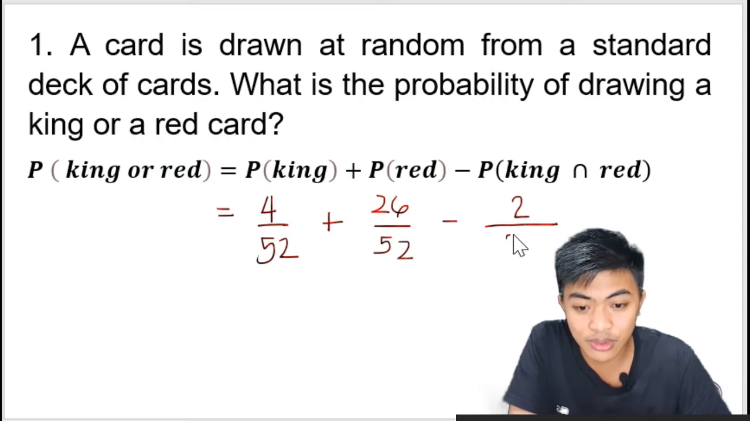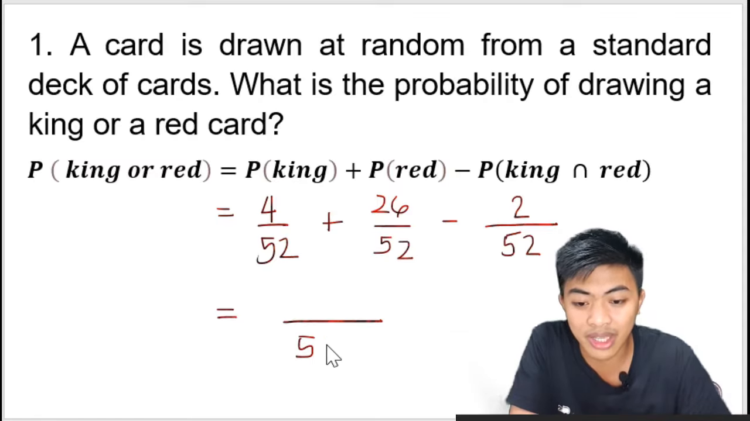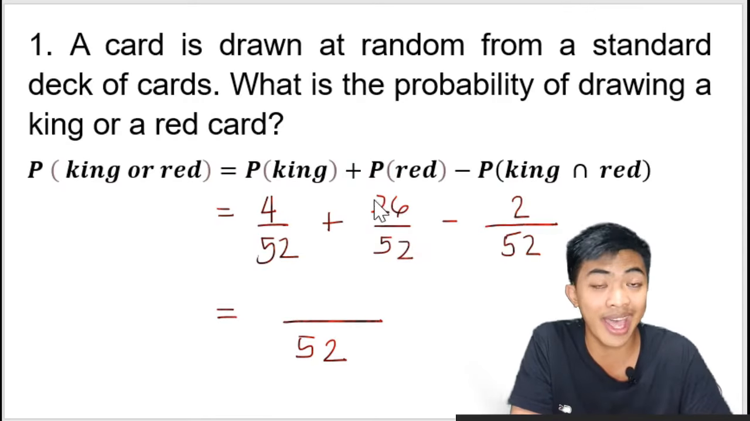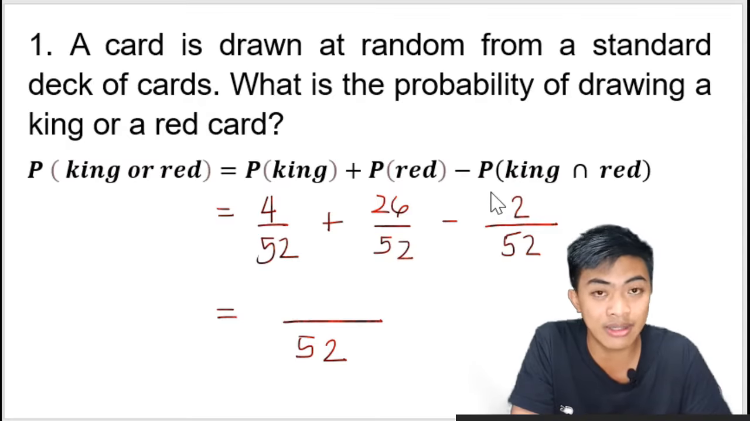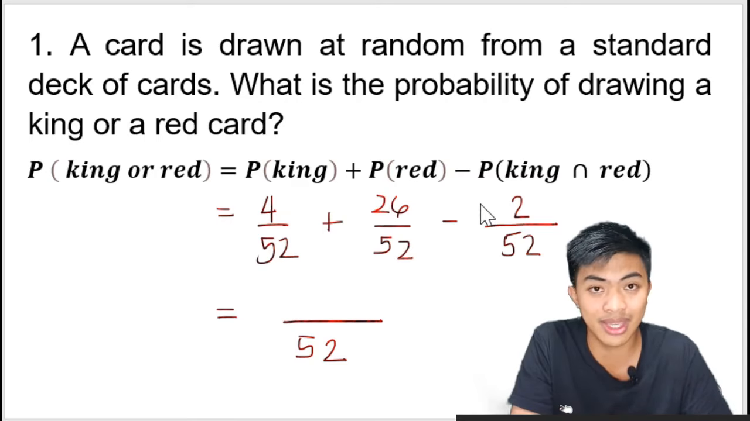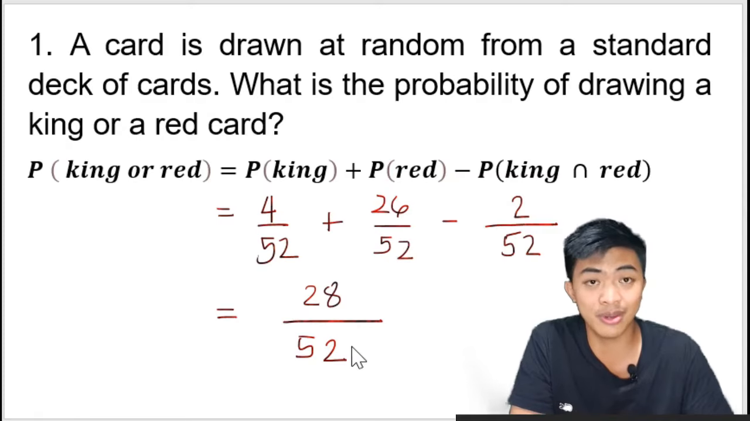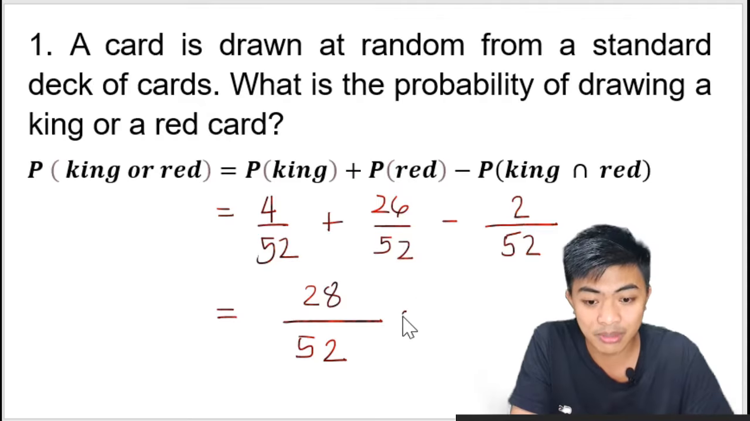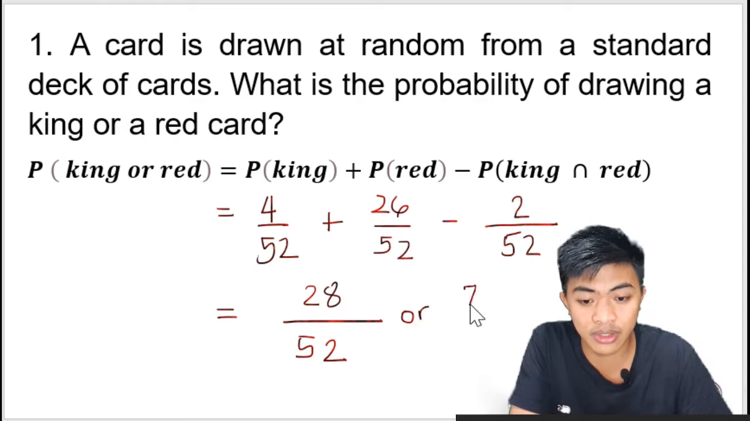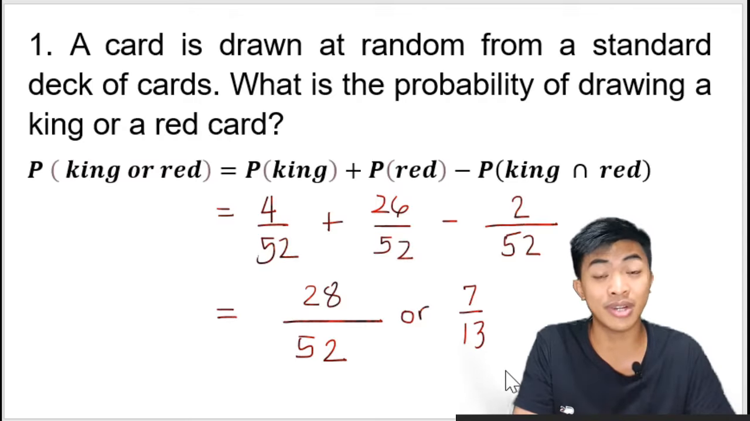Okay, so that is 2/52. Since they have a common denominator, we copy the common denominator and we just add or subtract whatever is in the numerator. So 4 plus 26 is 30. 30 minus 2 is 28. So the probability of getting a king or a red card is 28/52. But we can still simplify this, and so the final answer here is 7/13. You see, we can write probabilities as a fraction, a decimal, or a percent.